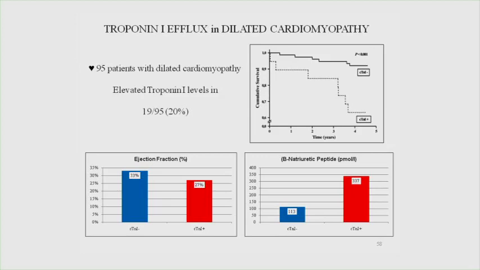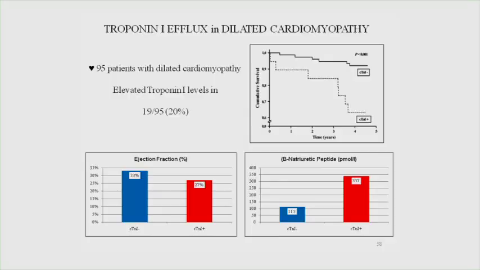Troponin I efflux and dilated cardiomyopathy. In 95 patients with non-coronary cardiomyopathy, you're going to see elevated troponin I levels in 20%. Now, they're not having coronary disease, but something's wrong and the cells are damaged or they're dying. They're releasing troponin I. In those that were positive for troponin I, they have lower ejection fractions, they have higher levels of BNP, the cardiac stress and strain marker, and they were more likely to die or have a cardiac event. So releasing troponin I, mounting an immune response is a problem.